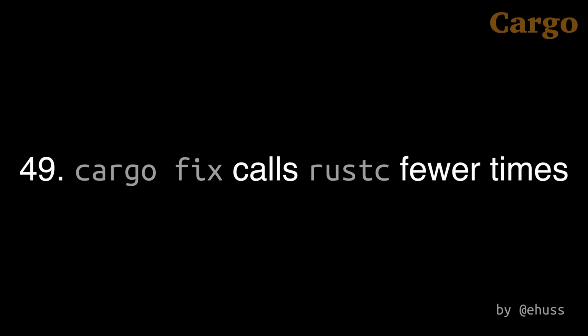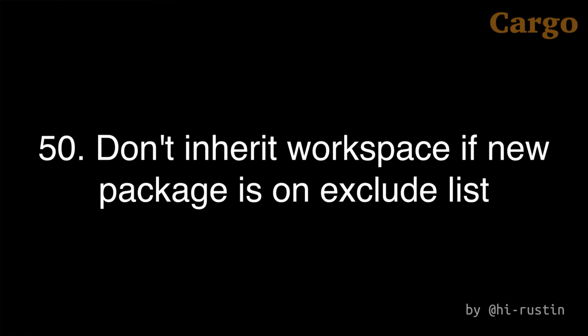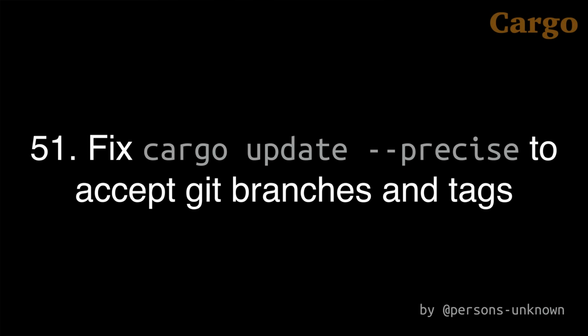Number 49. Cargo fix now calls rustc one fewer time per target, which speeds up the command a little bit. Number 50. If you use cargo new to create a new package, the new package no longer inherits the workspace package table if the package is already on the exclude list. Number 51. Cargo update --precise was supposed to accept any form of Git reference, but it was only actually working with Git SHAs. Now other ref types like branches and tags work too.